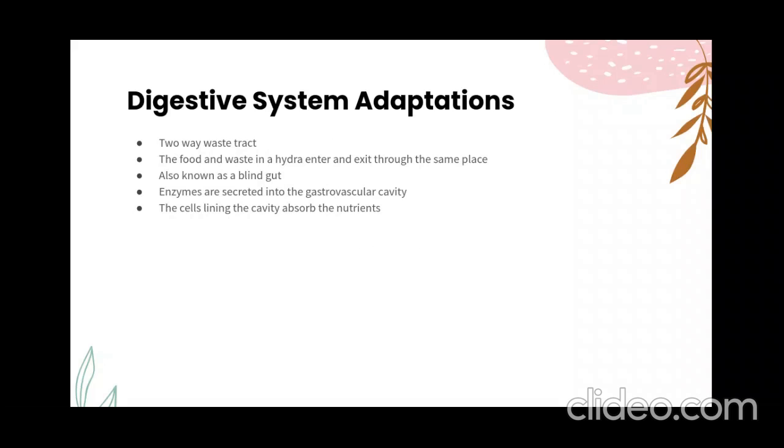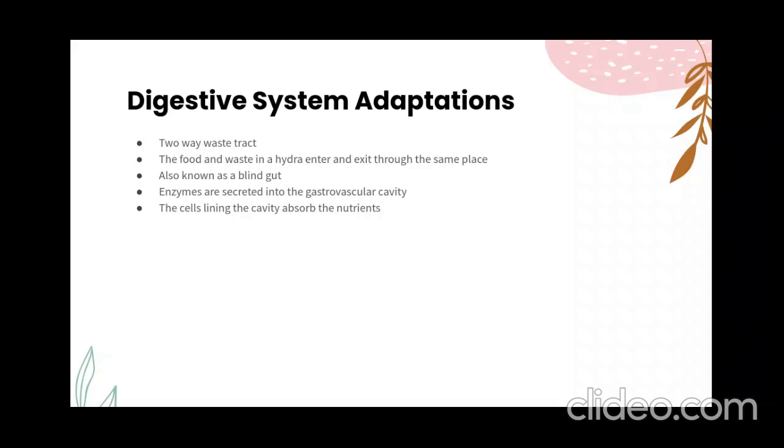Hydras have a very similar digestive tract to most other cnidarians. Unlike mammals, they have a two-way digestive tract where food enters and waste exits through the same opening. This arrangement is called a blind gut. This digestive tract takes up space in the middle of the body of the hydra.